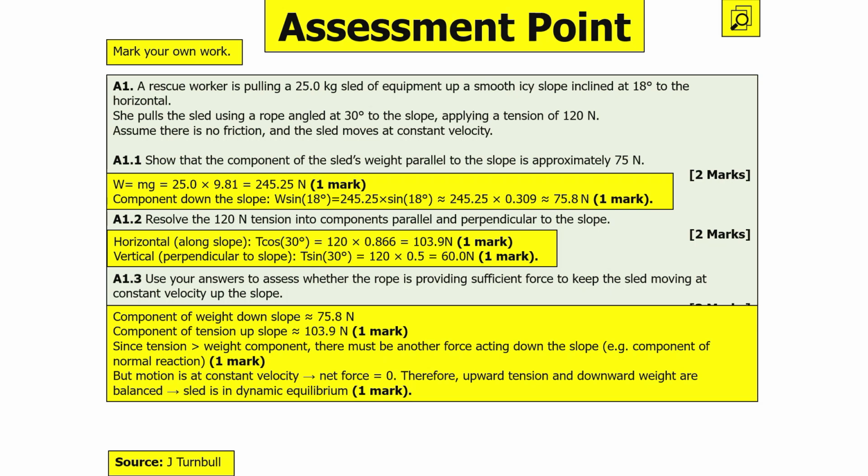Now, the motion, as we said, is at constant velocity, so our net force is 0. So we know the upward tension and the downward weight are going to be balanced, so our sled is going to be in equilibrium.